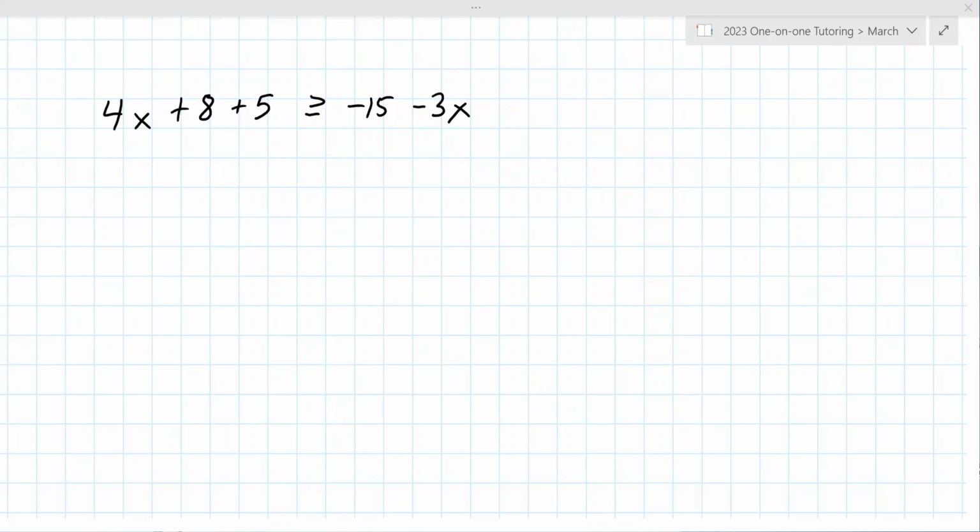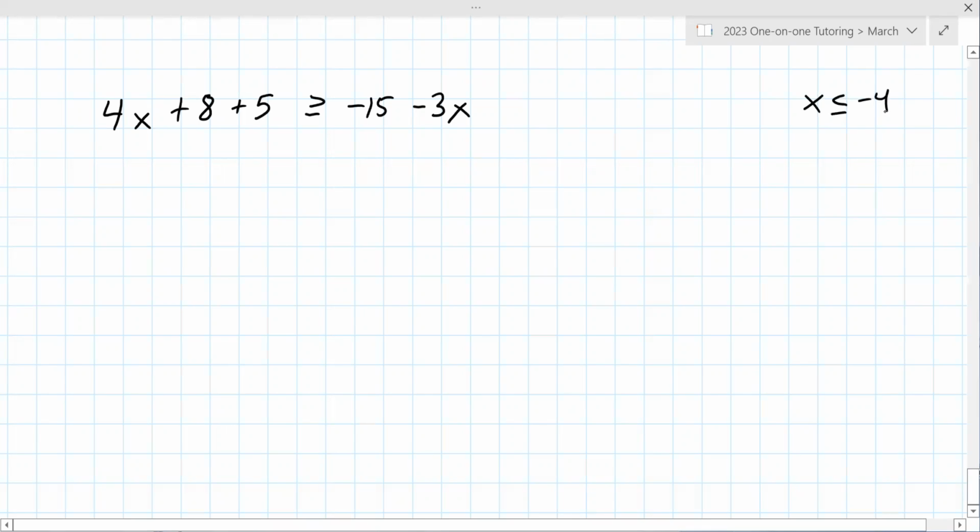All right. x is less than or equal to -4. Okay. Tell me what you did first to solve this. I combined 8 and 5. Okay, 4x plus 13 greater than or equal to -15 minus 3x. Looks good. Then I added 3x.